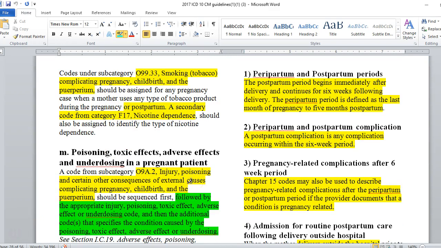Now, codes under subcategory O99.33, smoking complicating pregnancy, childbirth, and the puerperium, should be assigned for any pregnancy case when a mother uses any type of tobacco product during pregnancy or postpartum. A secondary code from category F17, nicotine dependence, should also be assigned to identify the type of nicotine dependence. So again, different scenarios. So we want to keep these all in thought as we're going through. What do we need to pull out of mom's information?